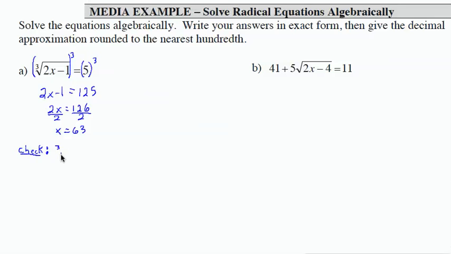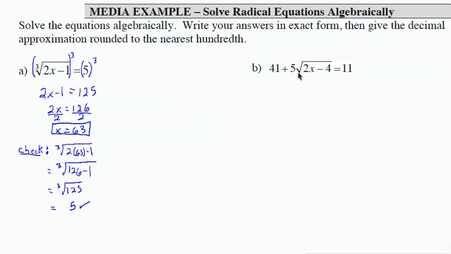So what we're checking is that when we plug in 63 into the left-hand side, we get 5. So I have the cube root of 2 times 63 minus 1. That is the cube root of 126 minus 1, which is the cube root of 125, and the cube root of 125 is 5, which checks. So our solution of x equals 63 is correct. We have found that algebraically, and we have verified.